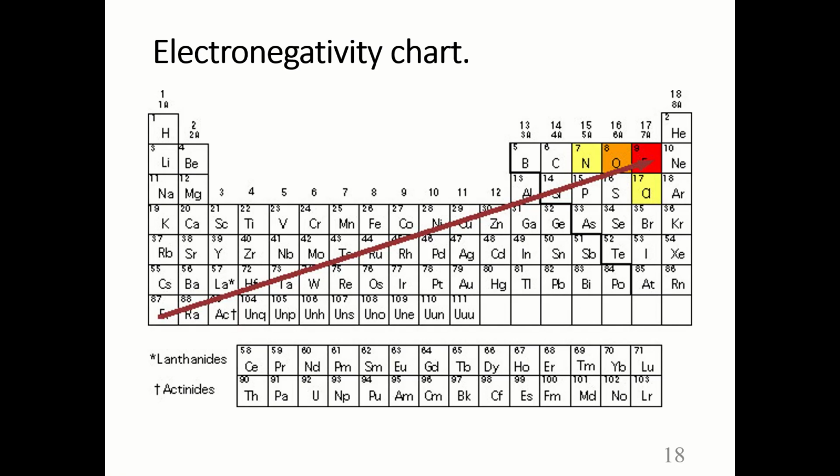Here's the periodic table of the elements again, and this is showing us the atoms that are most likely to be electronegative. The two that we will see the most in anatomy and physiology are the nitrogens and the oxygens. Because remember, oxygen is the most abundant element in the body, and nitrogen is the fourth most abundant element in the body.